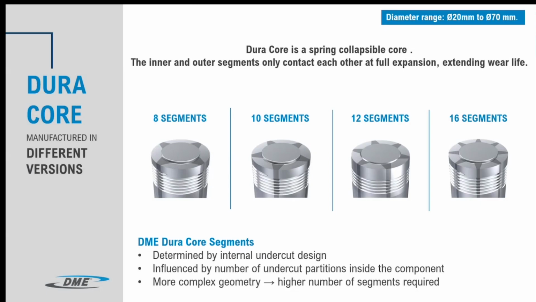As noted in the beginning of the presentation, the DuraCore is a spring-type collapsible core. There are no actual springs. The metal is worked to create spring action of the inner and the outer elements. The DuraCore is available in 8-segment, 10, 12, and 16 segment designs. How many segments our application engineers choose to use is going to be dependent on the part geometry and the complexity. As we increase the number of segments, the cost of the core does increase due to the complexity of the manufacturing process.